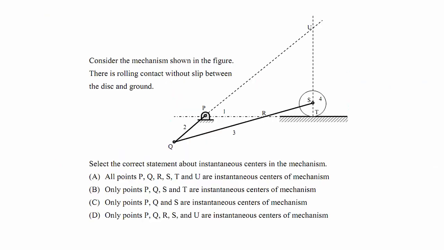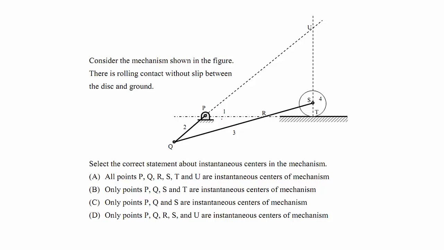This question is from the topic theory of machines, from the subtopic mechanisms. So consider a mechanism shown in the figure. There is rolling contact without slip between the disc and the ground. Select the correct statement about the instantaneous centers. Okay, so here we are required to locate the instantaneous centers.